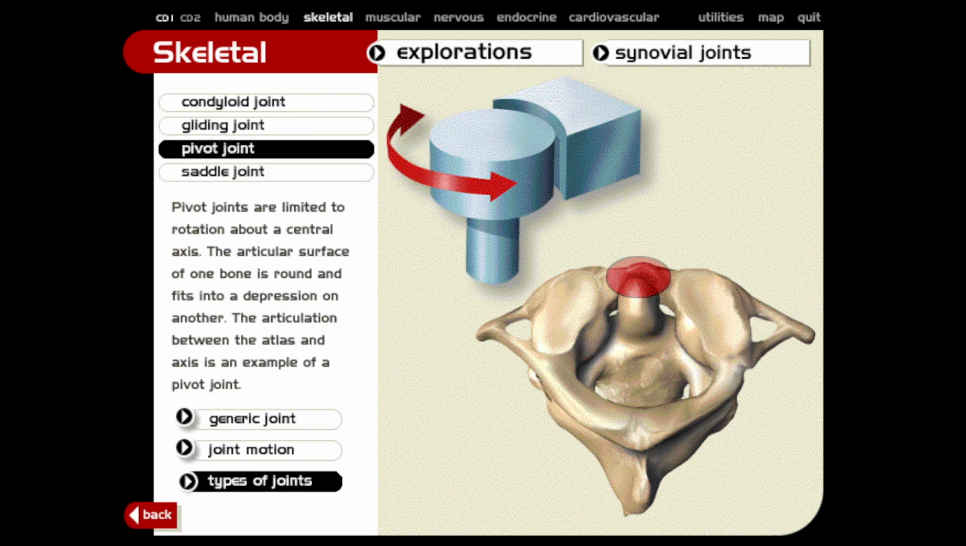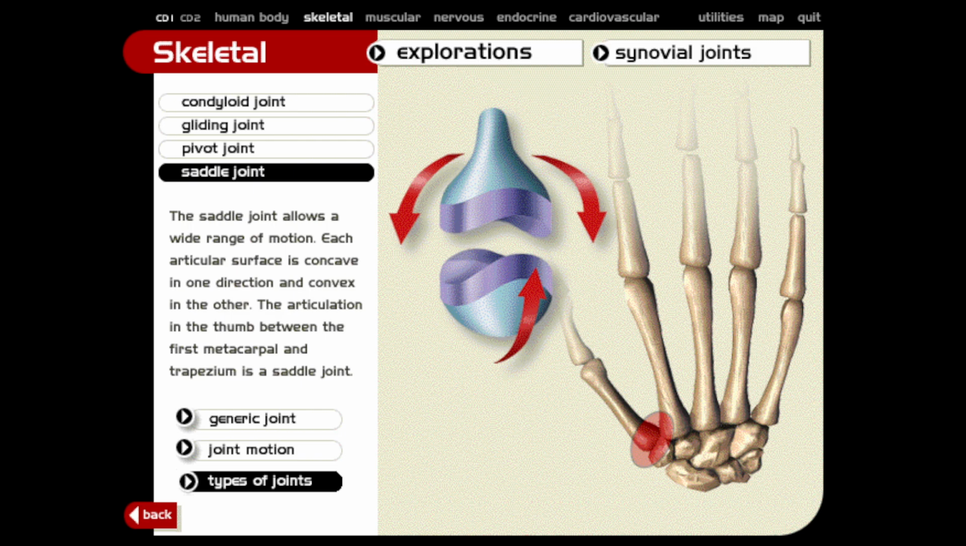Pivot joints are limited to rotation about a central axis. The articular surface of one bone is round and fits into a depression on another. The articulation between the atlas and axis is an example of a pivot joint. The saddle joint allows a wide range of motion. Each articular surface is concave in one direction and convex in the other. The articulation in the thumb between the first metacarpal and trapezium is a saddle joint.